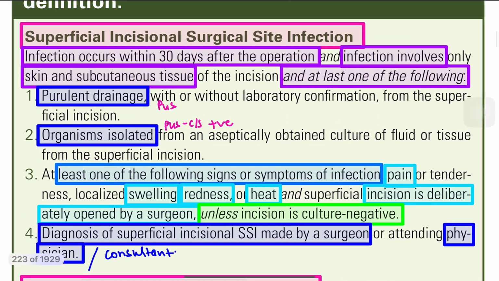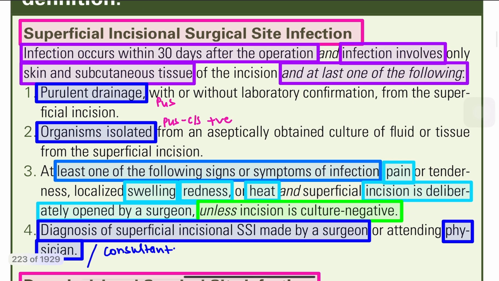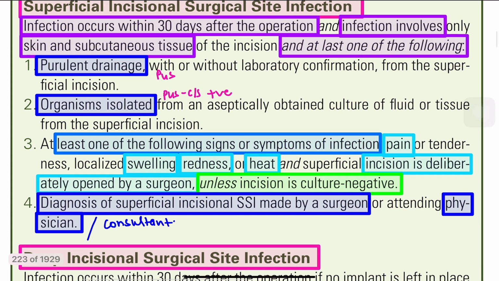For superficial incisional surgical site infection, the infection occurs within 30 days after the operation. So this is an important MCQ: within 1 month. The infection involves the skin and subcutaneous tissue, that is why it is called superficial, and at least one of the following. Pus should be present, so purulent drainage with or without laboratory confirmation from the superficial incision. In simple words, pus should be there. The second point, the organism isolated from the aseptically obtained culture fluid or tissue from the superficial incision. In simple words, pus culture comes positive.